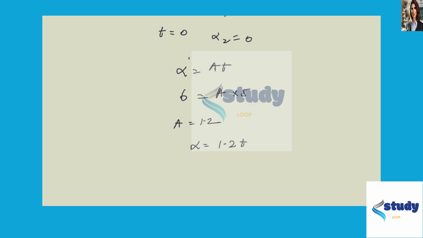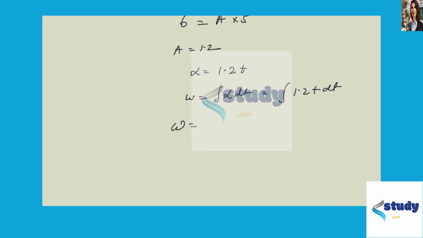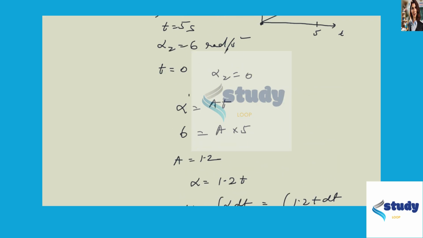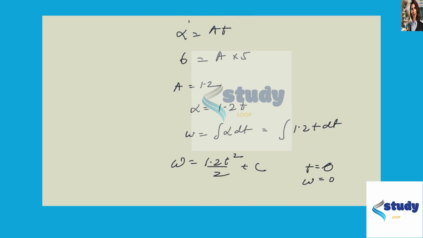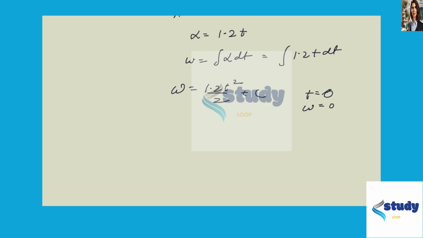Next you have to calculate omega. Omega will be equal to the integral of alpha dt, which is the integral of 1.2 t dt. This omega will be equal to 1.2 t squared by 2 plus c. And it's clearly given that at t equal to 0, omega will be equal to 0, which is omega naught equal to 0, as I have already mentioned. That means it starts from rest. Based on this, c will be equal to 0. So you have omega equal to 0.6 t squared.